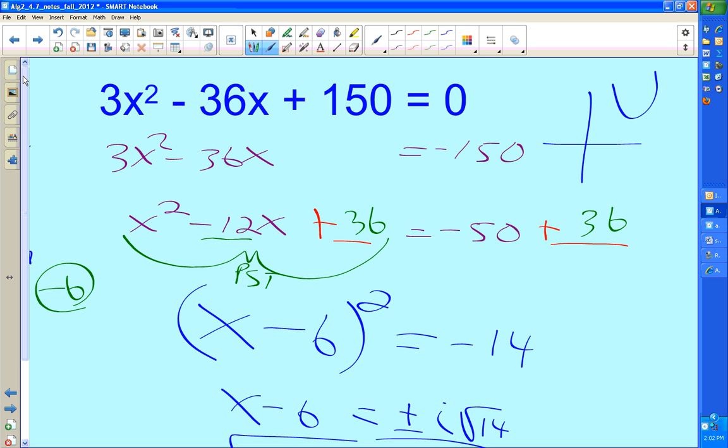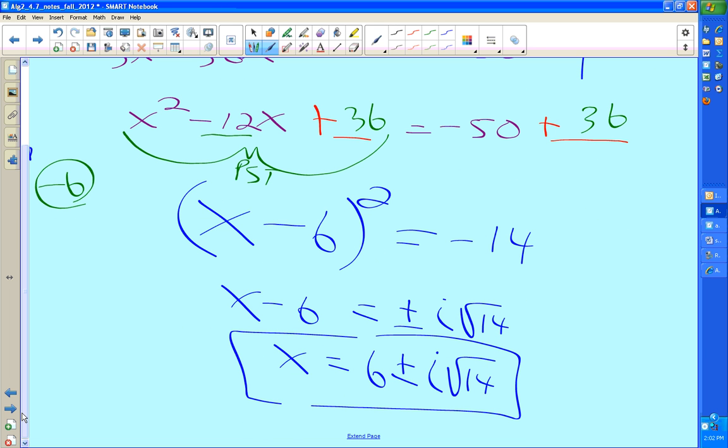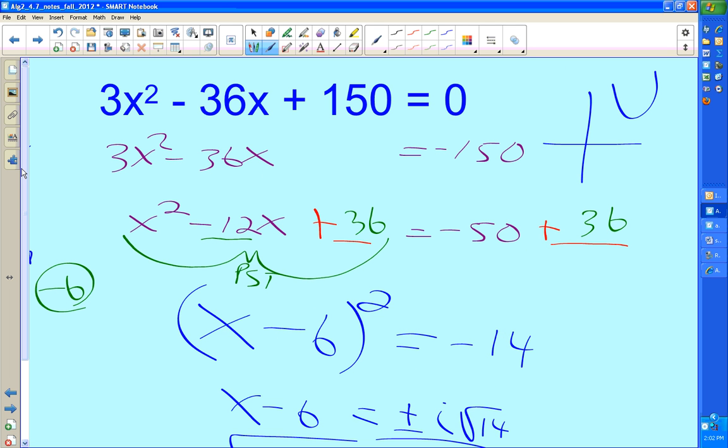Listen to this statement. You could already tell that from this equation. What do you know just by looking at this? It's horseshoe up, right? So it's a horseshoe up parabola. Once we get down to here and we found out that the roots are imaginary, we now know that the vertex has to be above the x-axis.